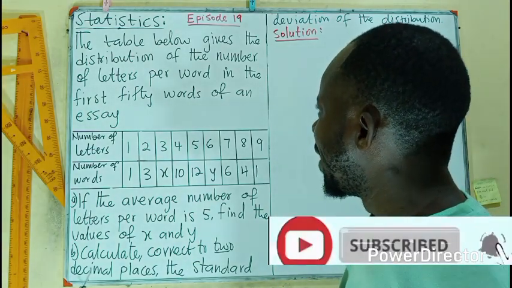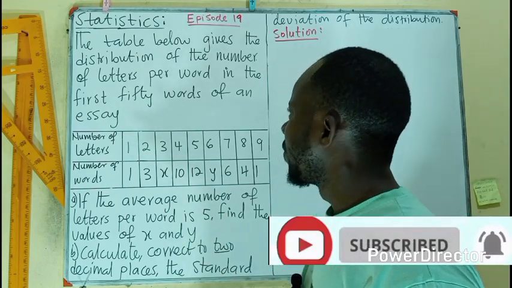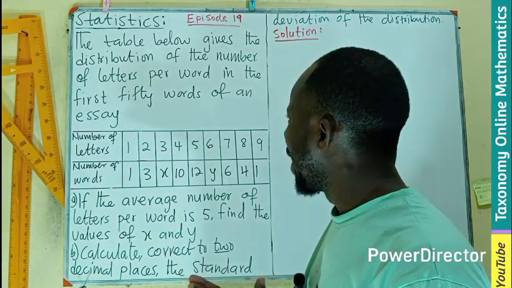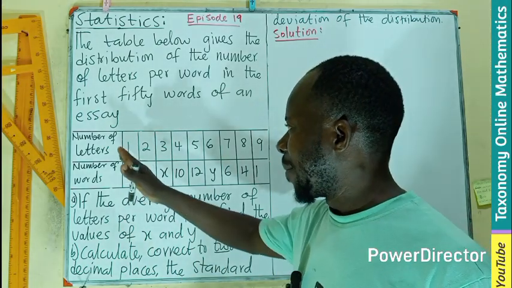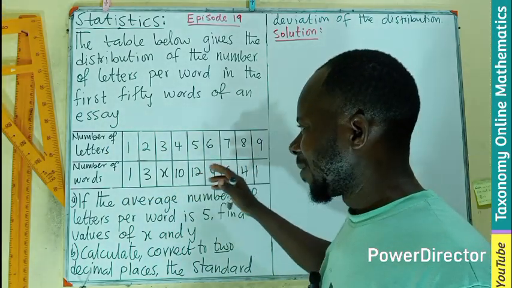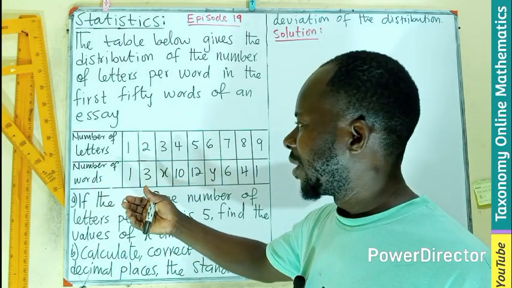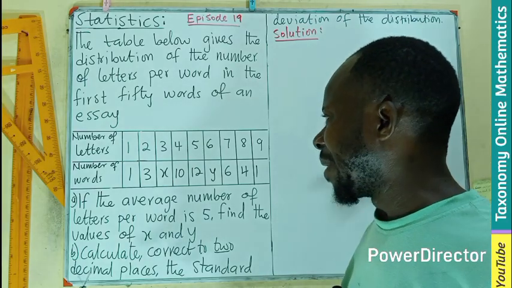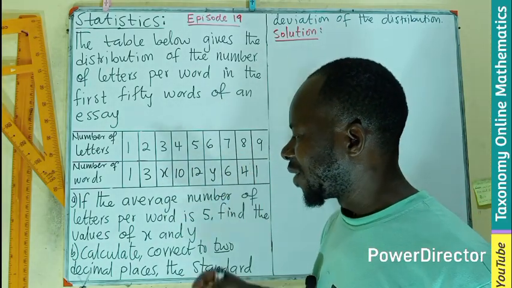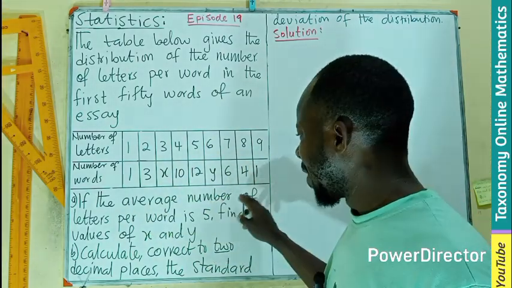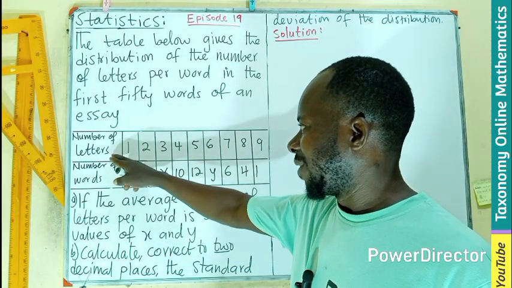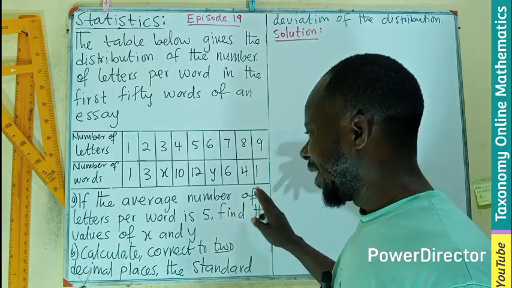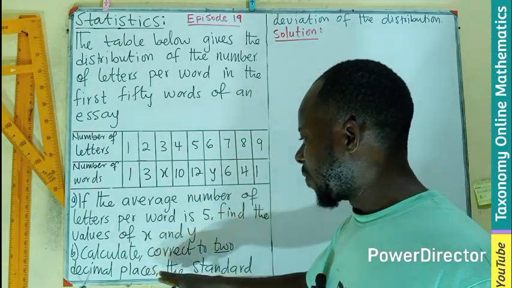So the table below gives the distribution of the number of letters per word in the first 50 words of an essay. The number of letters runs from 1 to 9, and the number of words, that is the counting, the frequency at which those letters appear, is also indicated. But we have a variable x and y as part of it. If the average number of letters per word is 5, we are to find the values of x and y, and later on find what?